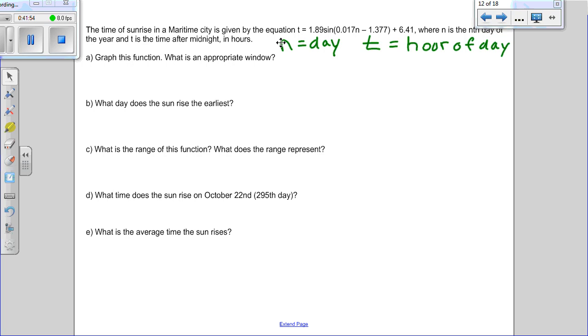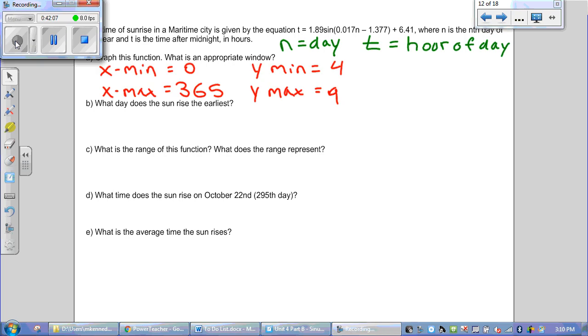So, I went to graph my function. To graph this function, I had to come up with reasonable x min and x max. What does x represent in my question? X is n, which is the day of the year.